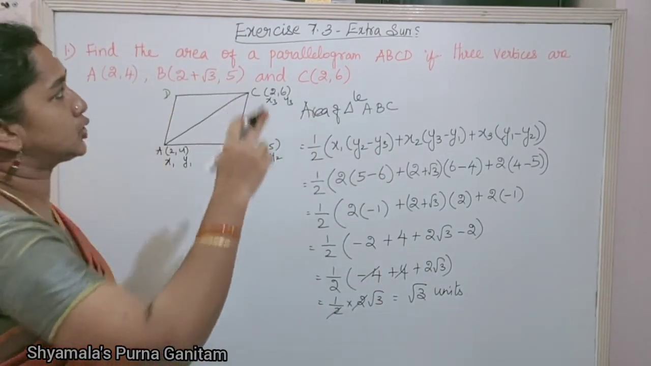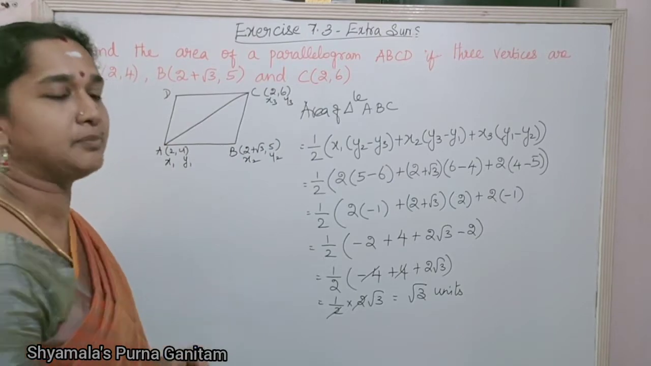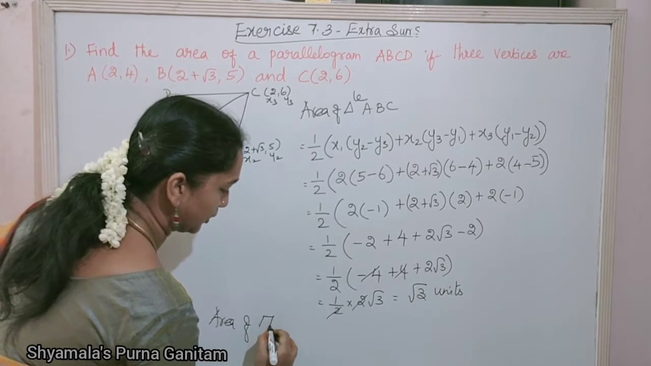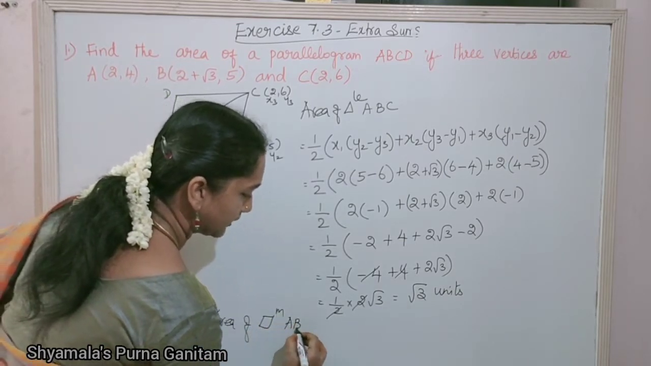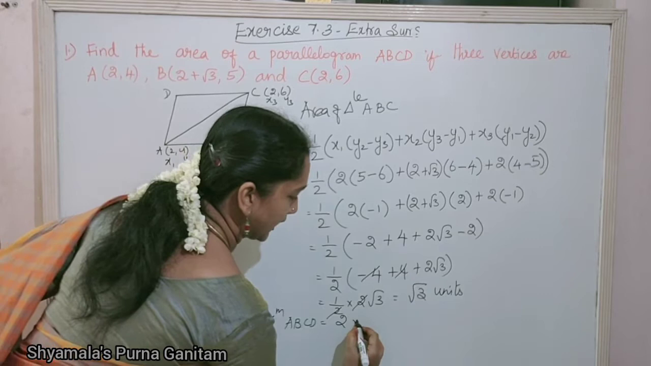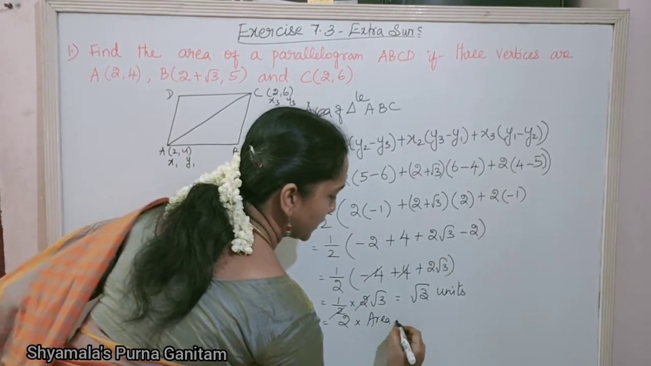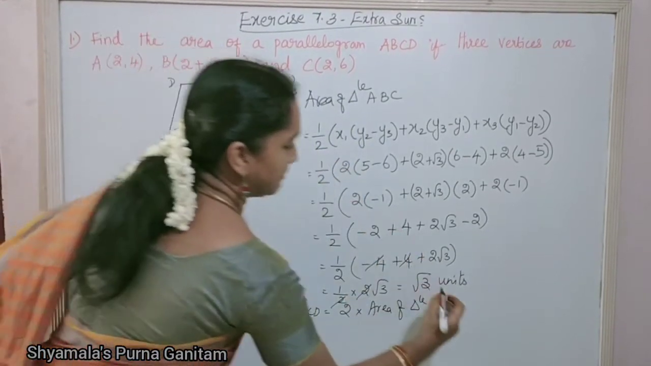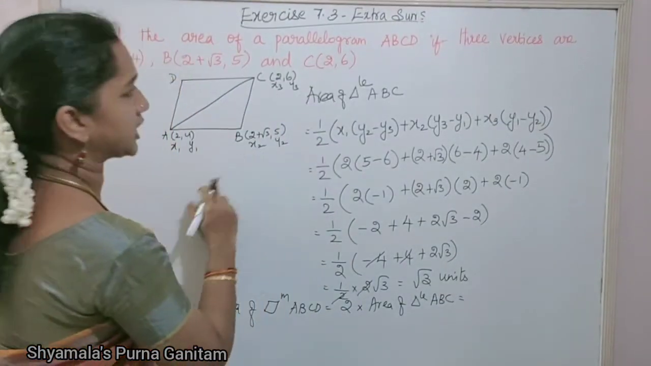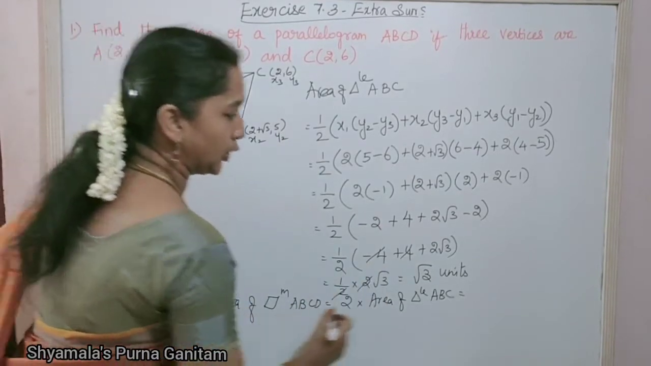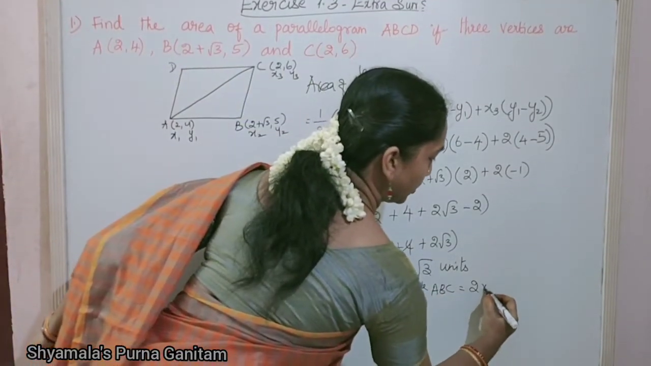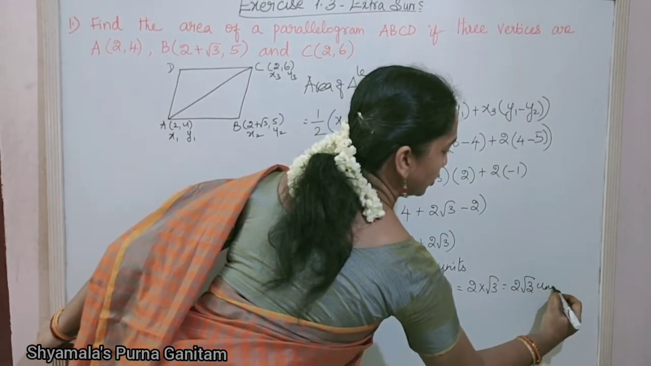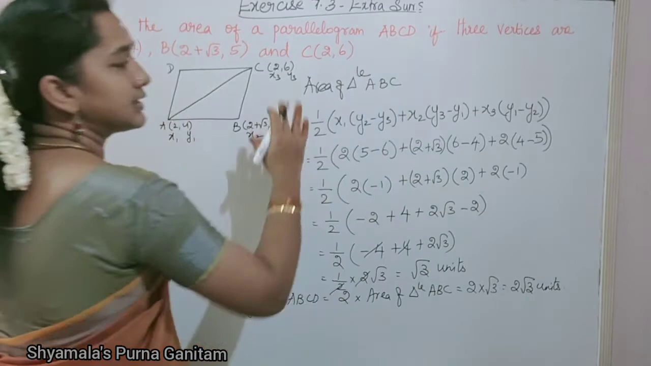But we are asked to find the area of the parallelogram ABCD. So area of parallelogram ABCD is equal to 2 times the area of triangle ABC. What is the area of triangle ABC? It is root 3. So 2 into root 3 is equal to 2 root 3 units. So this is the answer for this sum.